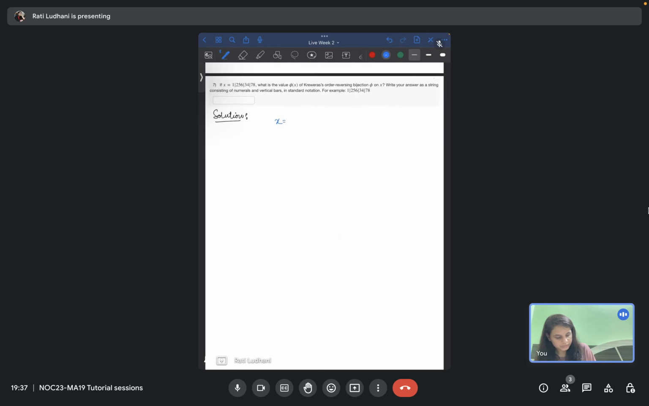You have x 1 2 5 6 3 4 7 8. So you are in pi 8. Now if you check the notes, so this is Kreweras' order reversing pattern. So basically this is an order reversing bijection, a bijection which reverses the order. So for example, you have pi 8, you are mapping it to pi 8 opposite. So what is this poset, the opposite?